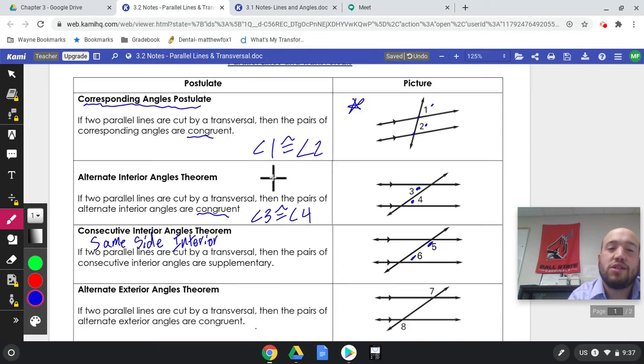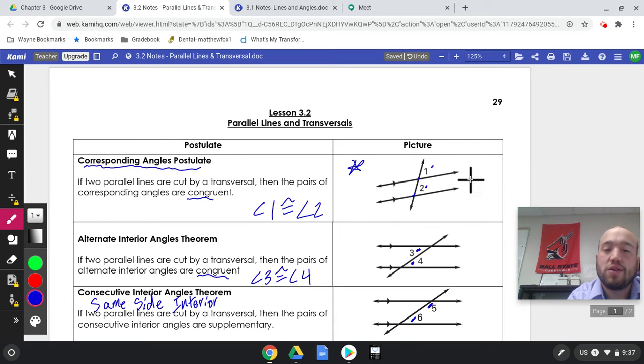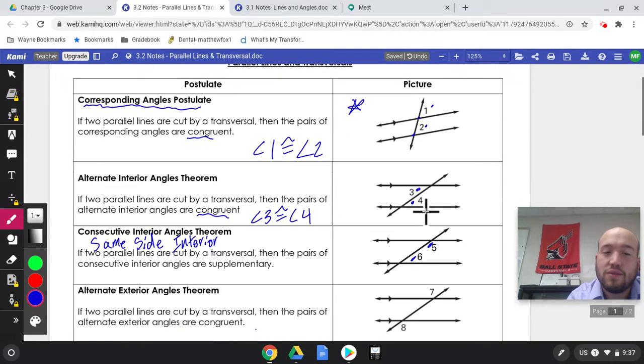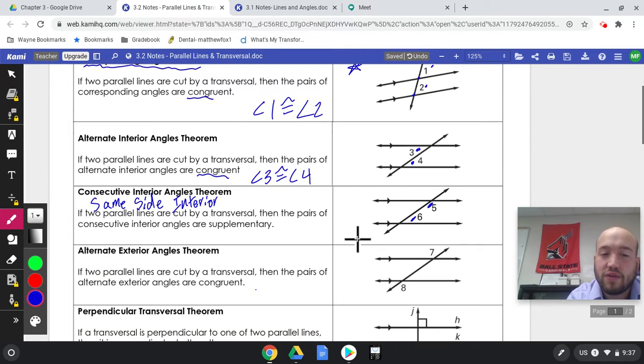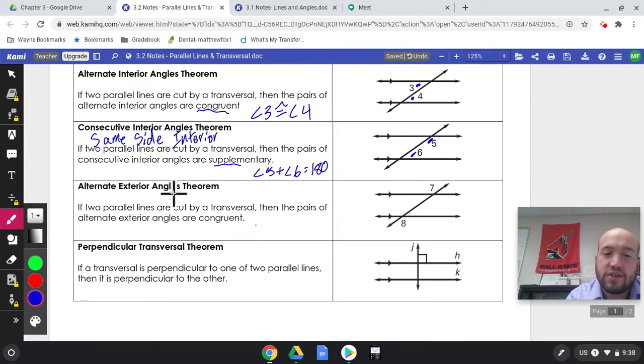And I forgot to mention, for these rules, it is only the case if the two lines are parallel and it's a transversal. If it's just two random lines cut by a transversal, then these will not be the case. But if they're parallel cut by the transversal, then our corresponding angles are congruent, our alternate interior angles are congruent, our same side interior or consecutive interior angles are not congruent, but supplementary, which hopefully you remember tells us angle 5 plus angle 6 would add up to 180.